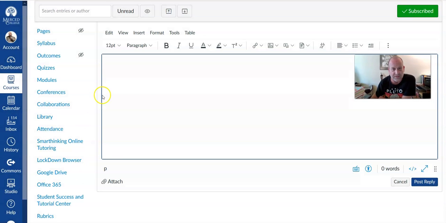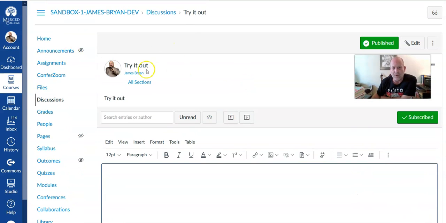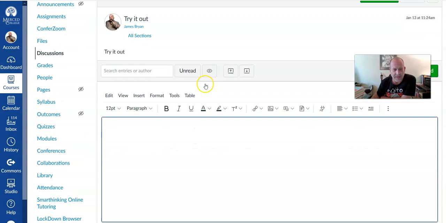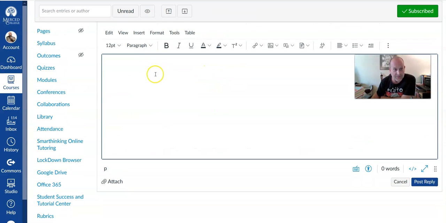So this is the Canvas discussion board, and this is the equation editor in the discussion board. What I've done here is I've created a dummy discussion somewhere where it won't mess with your class. And we're just going to try to type a couple of things.